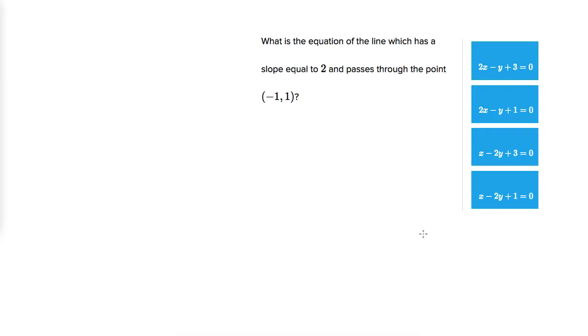This is Ben from Testiv, and we're looking at an SAT algebra problem. What is the equation of the line which has a slope equal to 2 and passes through the point -1, 1?